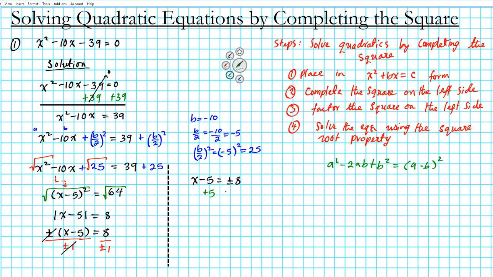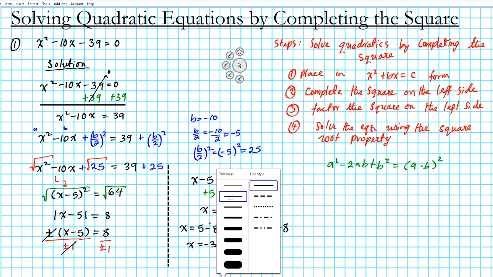Add 5, add 5. And then in combined form, the answer is going to be x equals 5 plus or minus 8. So we're going to simplify it by splitting the equation along the plus or minus line. So x is equal to 5 minus 8, or x is equal to 5 plus 8. 5 minus 8 is negative 3, and 5 plus 8 is 13. Ladies and gentlemen, that's the answer to question number 1.